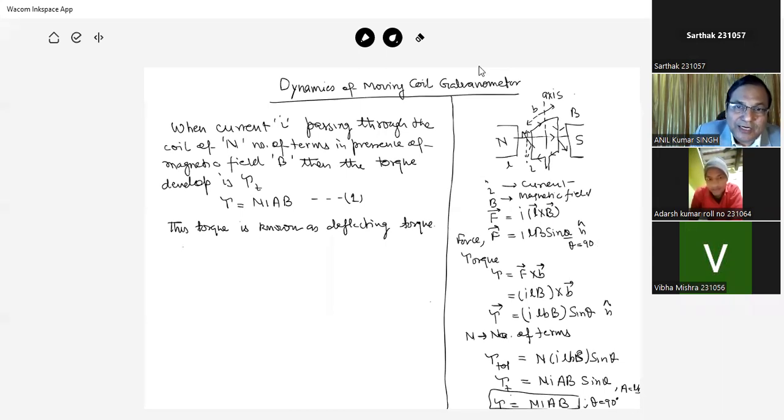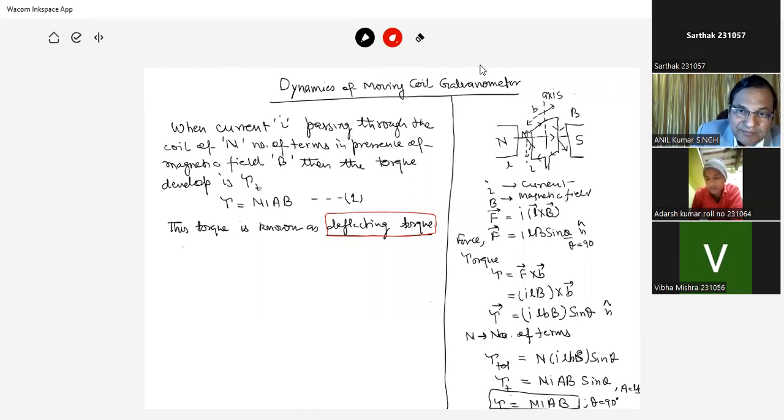So this torque has a special name, and this torque is known as deflecting torque, and this is very important. This is the original force that is responsible for the deflection of the coil in the galvanometer.